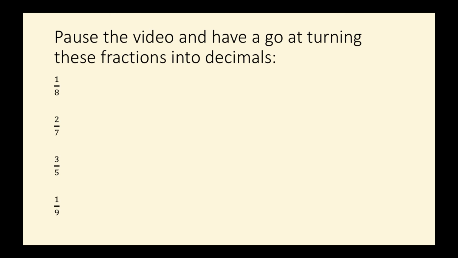So I assume you've had a go. So 1/8 means 1 divided by 8. Oh, sorry, that's come up as the wrong one, never mind. 2/7 means 2 divided by 7, which is 0.28 to 2 decimal places. 3/5 is 3 divided by 5, which is 0.6. And then 1/9 is 1 divided by 9, 0.11 to 2 decimal places. And finally, 1/8. For some reason it's come up last, never mind. 1 divided by 8 is 0.125.